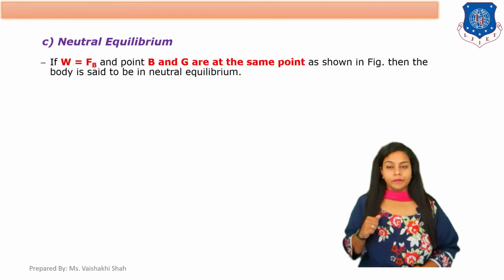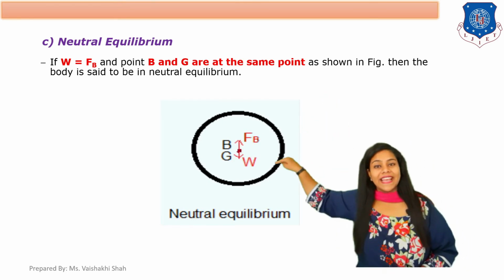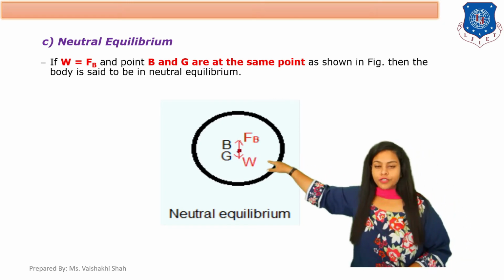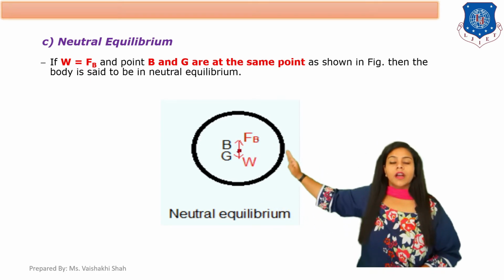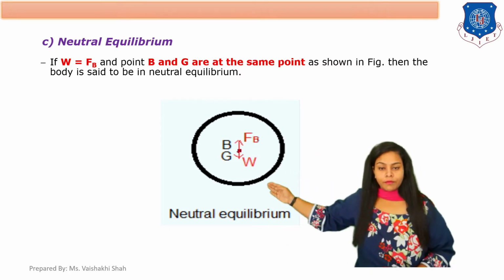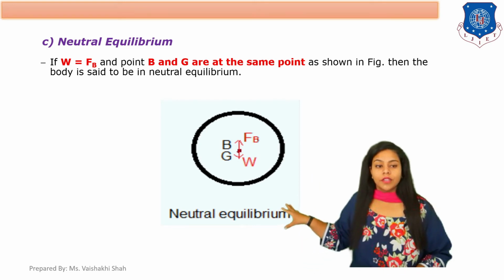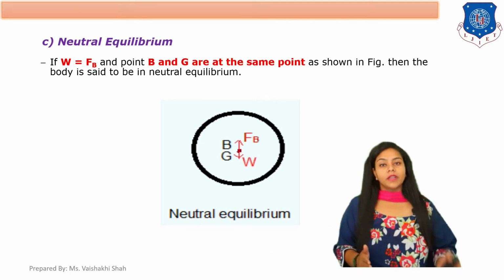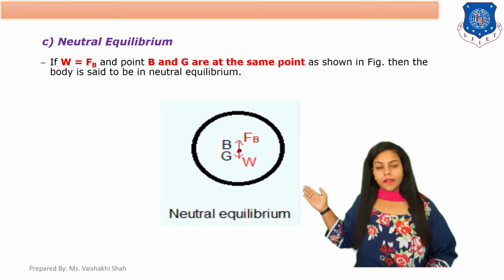Now the third condition, which is neutral equilibrium. If W equals FB and B and G are the same point, here you can see B is the center of buoyancy, G is the center of gravity, weight W is acting downward, and buoyant force FB is acting upward. Now W equals FB, and here points B and G are the same. So the body is said to be in neutral equilibrium condition. Clear? Okay.